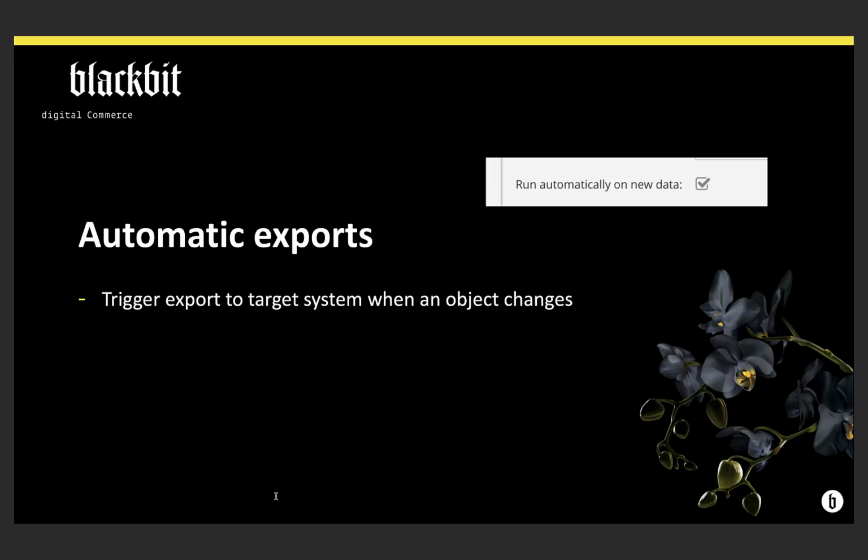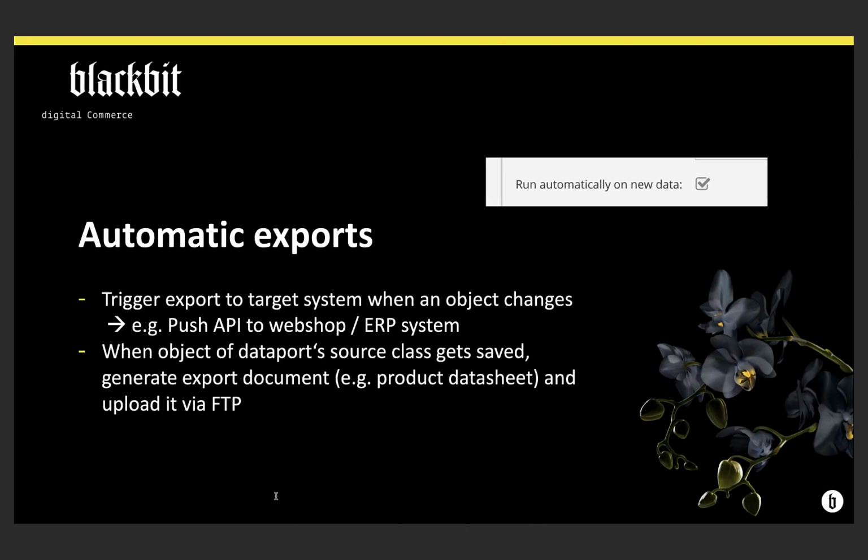Then, like on imports, we also have automatic exports. You can use those to, for example, trigger an export to a target system when an object changes. For instance, you can implement a push API to a webshop or an ERP system. As soon as you save your product, the data gets automatically pushed to your webshop. Or another use case is when an object of a dataport source class gets saved, you can generate an export document like a product datasheet and upload it via FTP.